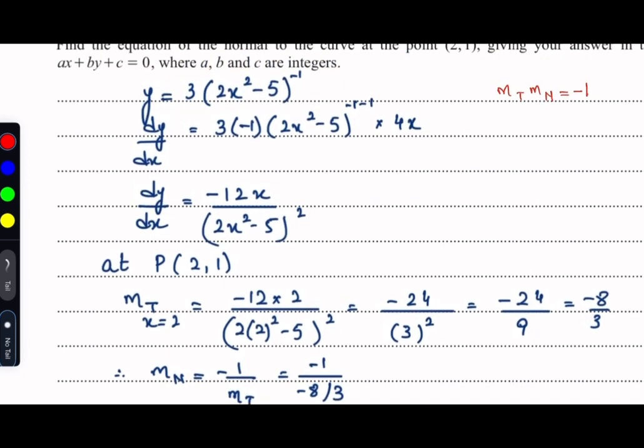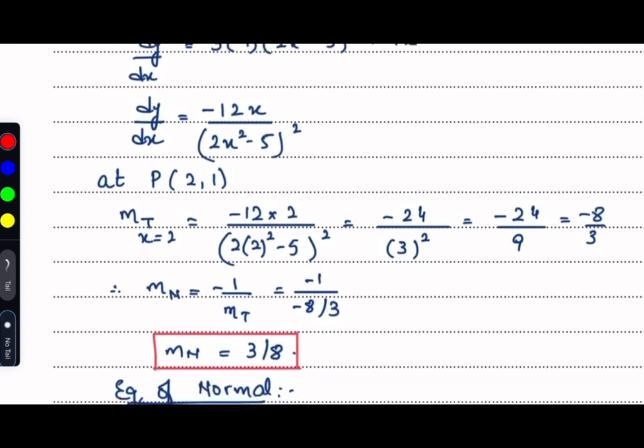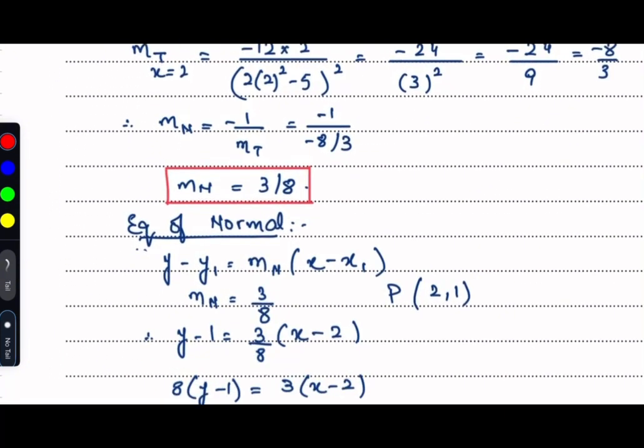So as discussed earlier, the gradient of the normal shall be equal to the negative inverse of the tangent gradient. Therefore, the gradient of the normal shall be equal to positive 3 by 8 here. So the equation of the normal is given as y minus y1. We know that the equation of a straight line is given by y minus y1 equals the gradient times x minus x1.